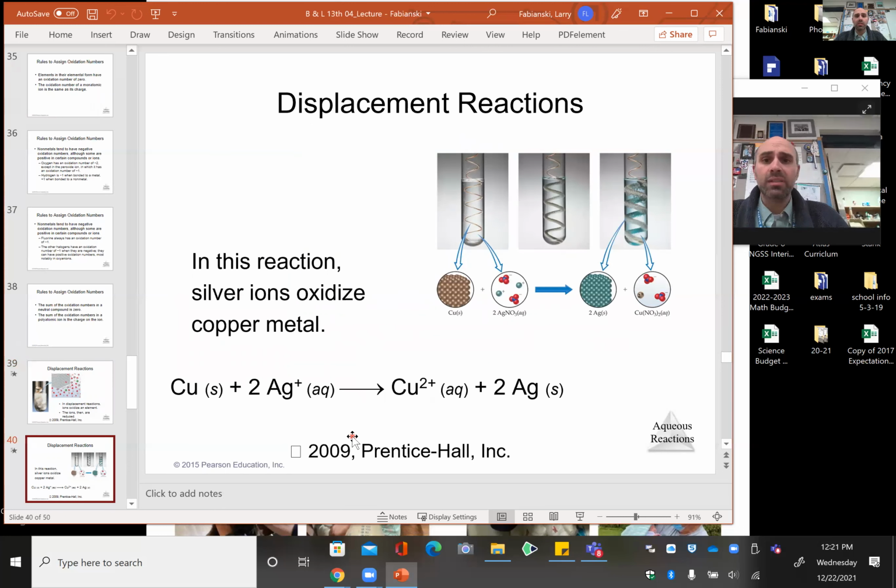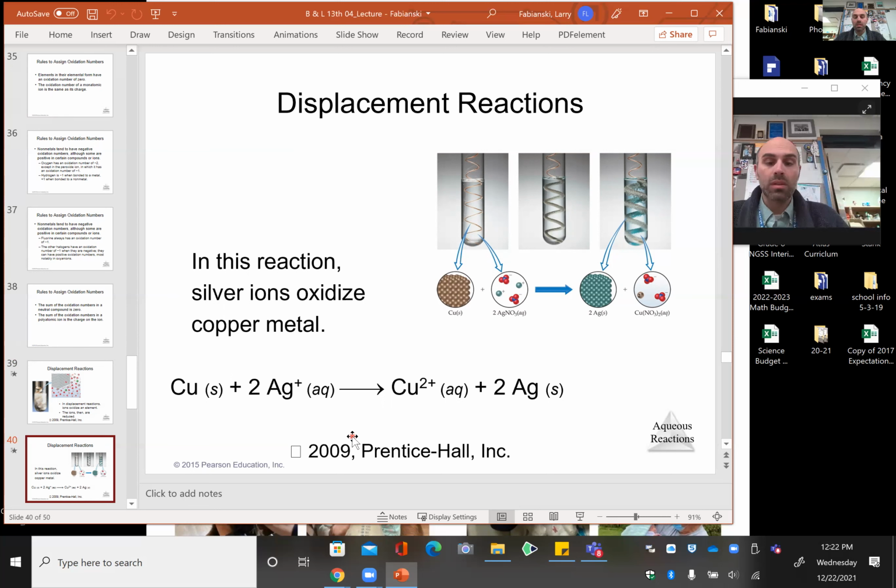In this reaction, silver ions oxidize the copper metal. That means something must have been reduced. That would be the silver. The copper, look at the equation down at the bottom. The copper plus the silver ion yields the copper ion plus the silver metal. So in this case, one was reduced, one was oxidized. The copper was oxidized while the silver was reduced. They have to go hand in hand.